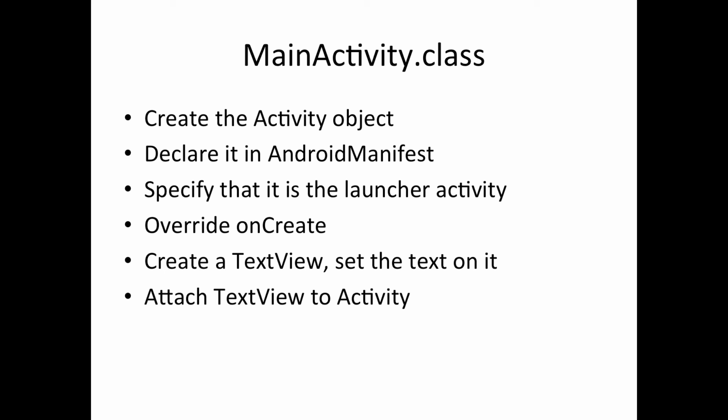You create your text view, you set the text on it to be hello world, and now I've created my text view and prepared it. I just need to attach it to my activity. There's a method called setContentView. You call that, you pass in the text view, and then now they're attached. At that point, you have a hello world app running.